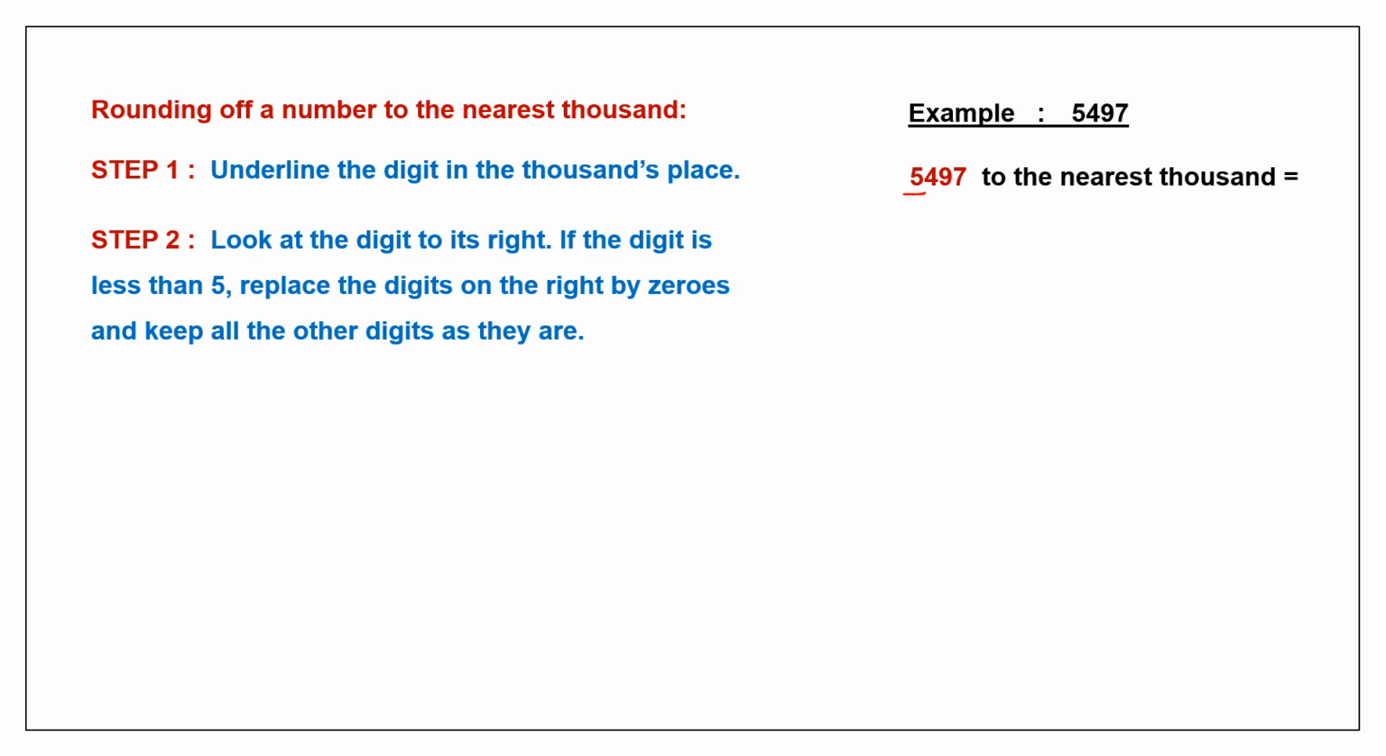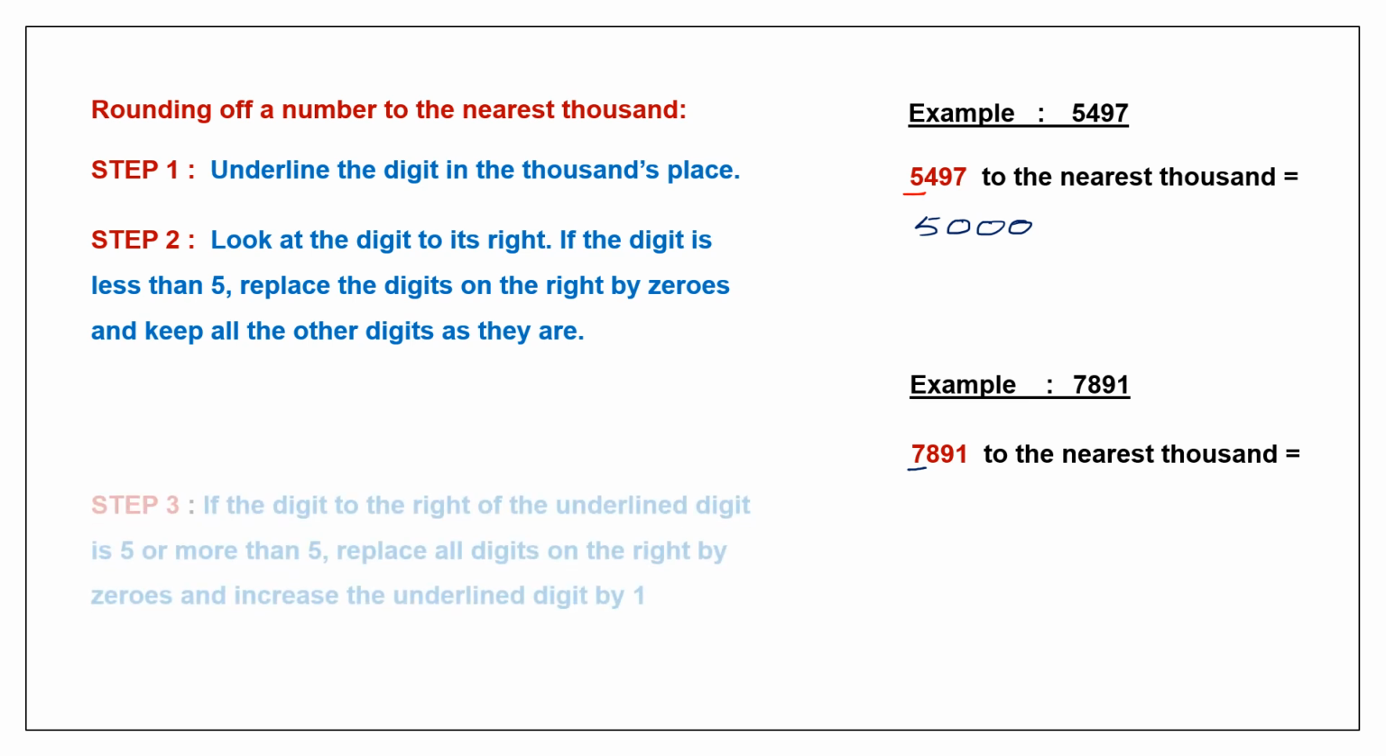So what will my answer here be? 5 and all the others are zeros. So 1, 2 and 3 zeros. So my answer is 5000. Okay. Now let's take another example, 7891. Now I'm going to round it off to the nearest 1000. So first step is underline the digit in the thousands place. So let me underline the digit in the thousands place. Next step is look at the digit to its right and the digit to its right is 8.